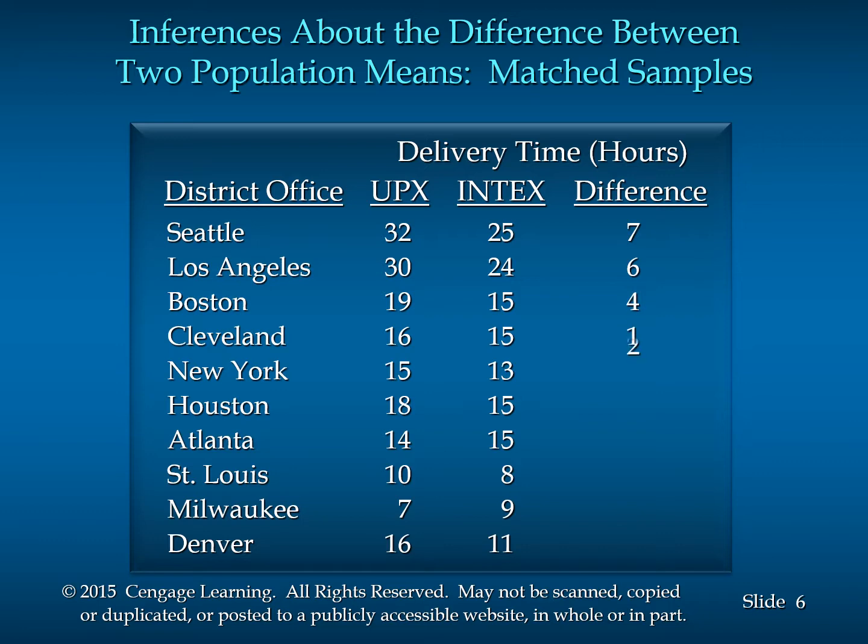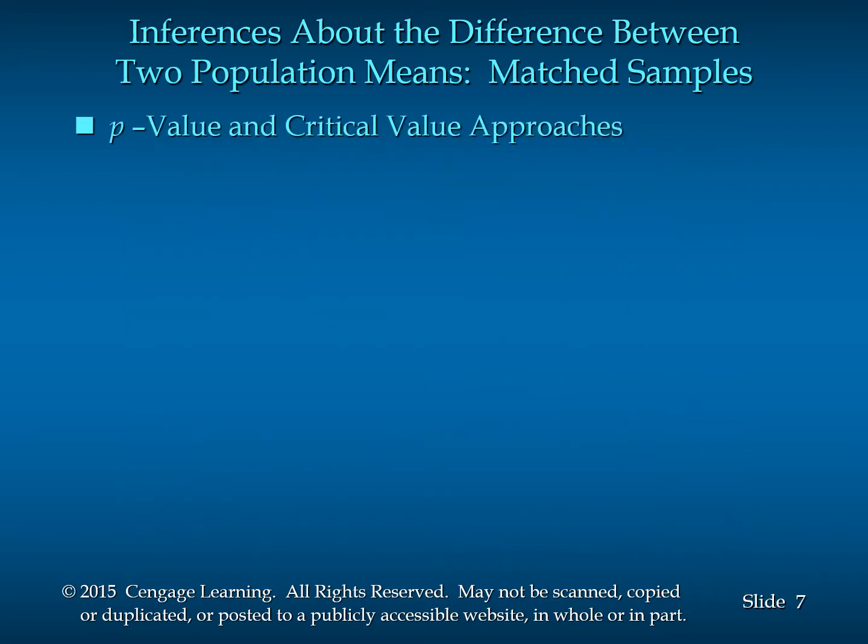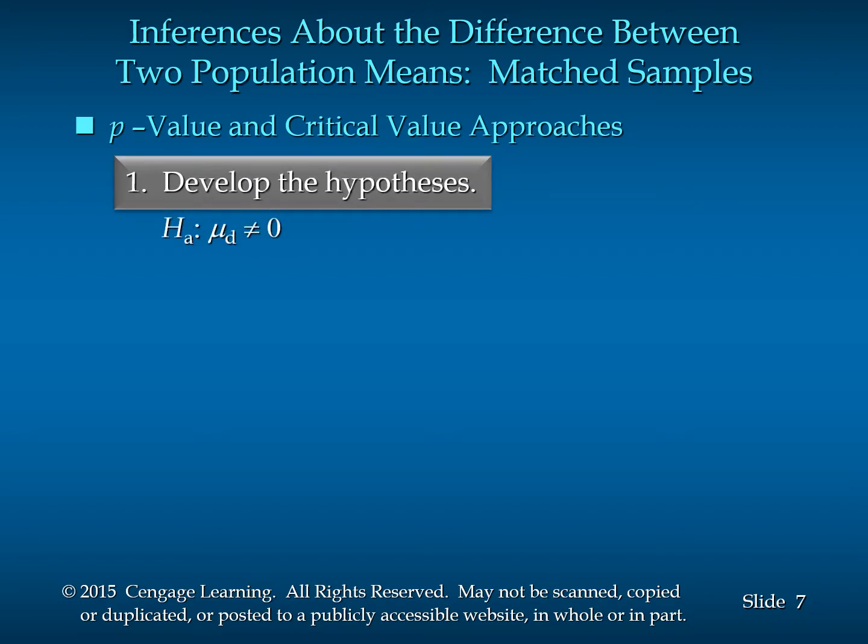We will then use the mean of those differences. That mean of differences will be our point estimator for this mean of the difference between two populations with matched samples. We will call this mean of the differences D bar.